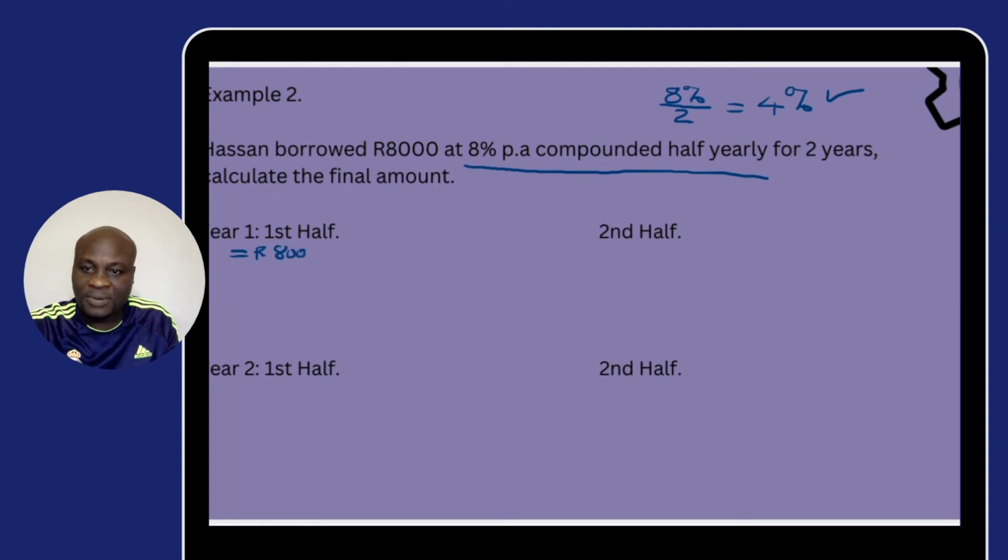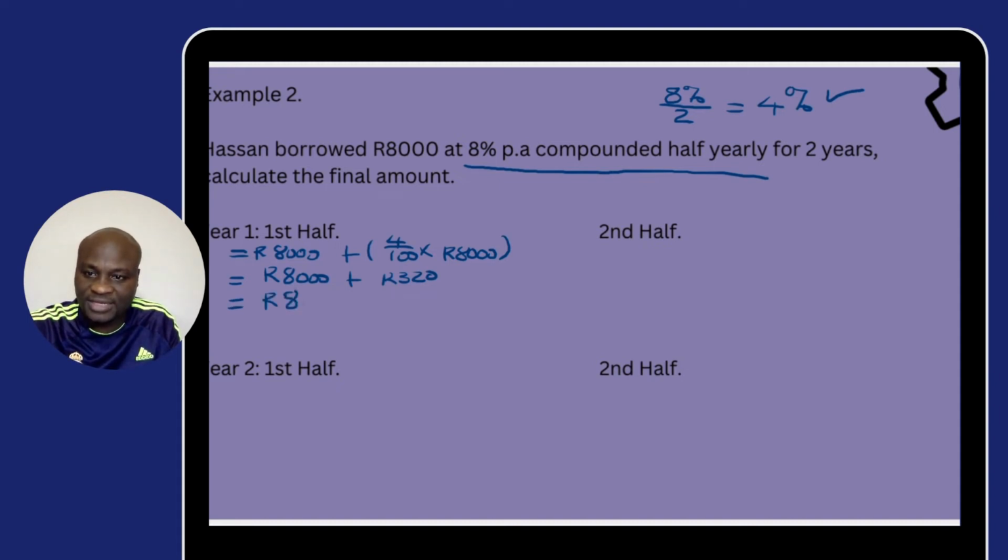8,000 rands plus, open bracket, our interest is 4 over 100 multiplied by 8,000 rands. That's the first half of the year, which is equal to 8,000 rands plus, what do we get when we solve this bracket? Yes, it's 320. So at the end of the first half of the year, we are going to have grown this amount to 8,320.